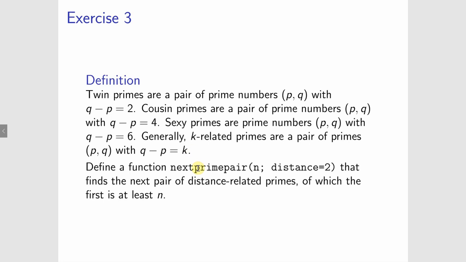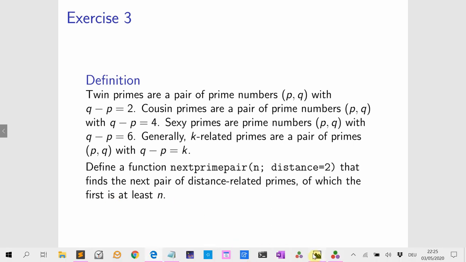Now you should define a function next_prime_pair(n, distance=2). So distance is a keyword argument with default 2. So by default, you are going to look for twin primes. It finds the next pair of distance-related primes of which the first is at least n.